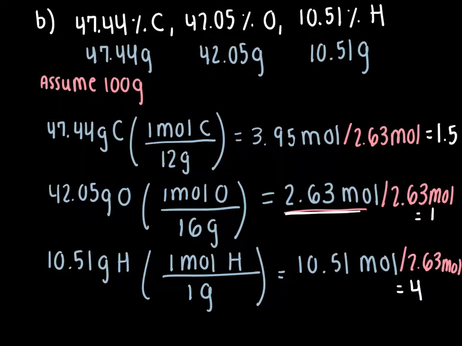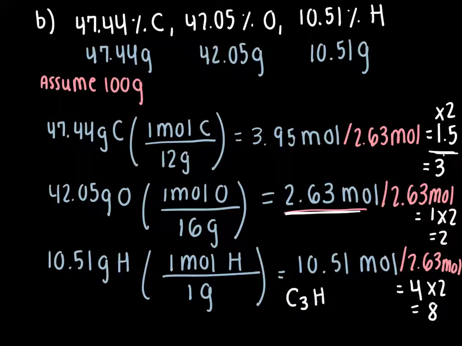Now here's where Part B gets a little bit different from Part A. For our ratio of carbon to oxygen, we end up with 1.5. Now an empirical formula can only have whole number subscripts, so to fix this problem, we're going to multiply all of our mole ratios by 2, giving us 3, 2, and 8. And now we can write our empirical formula with whole number subscripts. So that'll be C3H8O2.